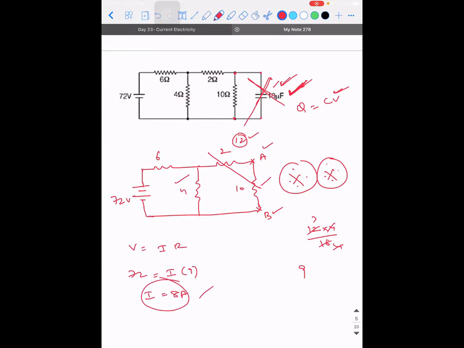So out of that 8 ampere, how much is the current that is flowing through the 10 ohm resistor that is present? That's what we need to find. So how do you find that? Guys, treat it like a CBSE problem. How are you going to find it?